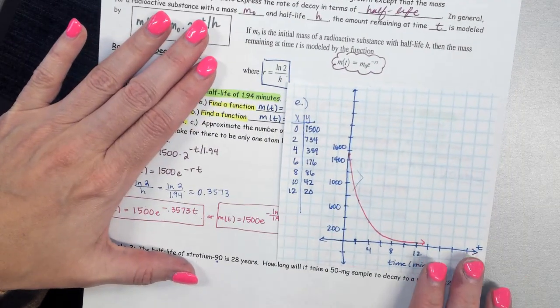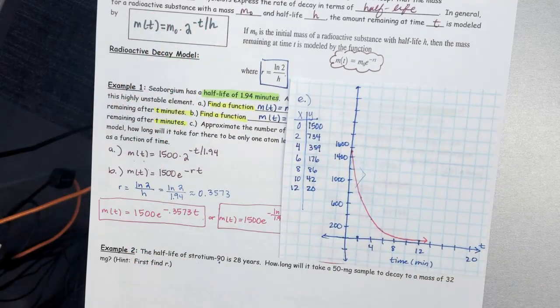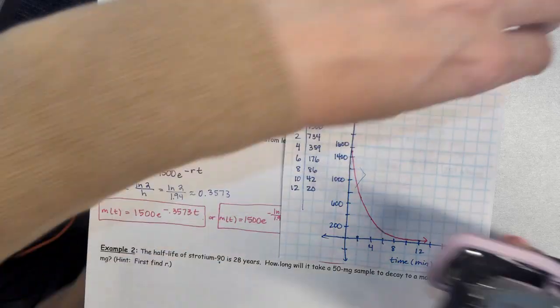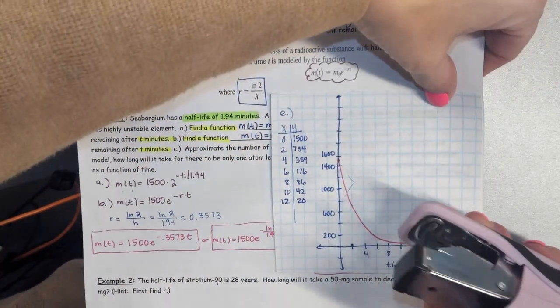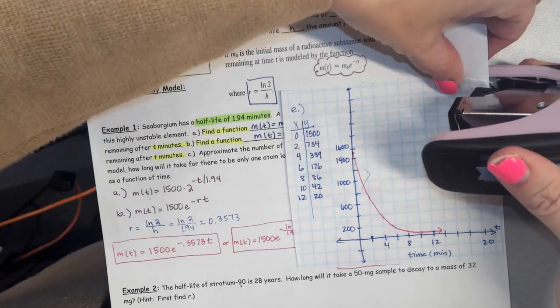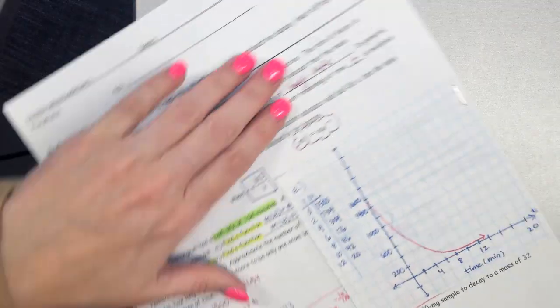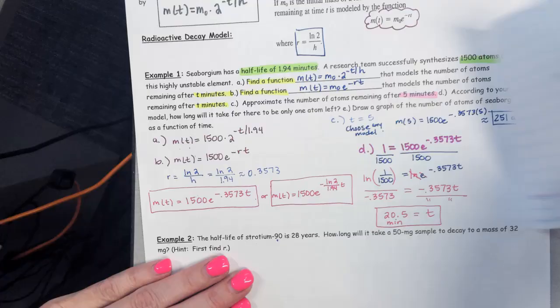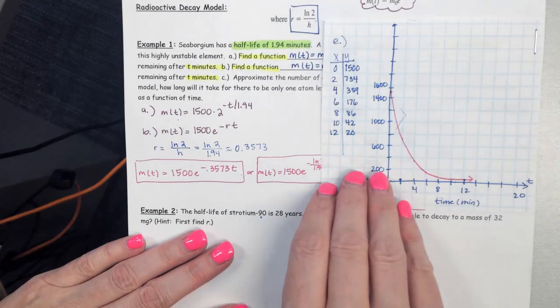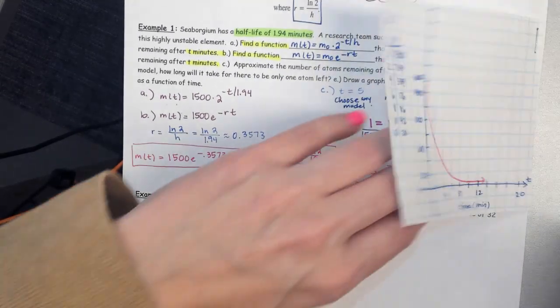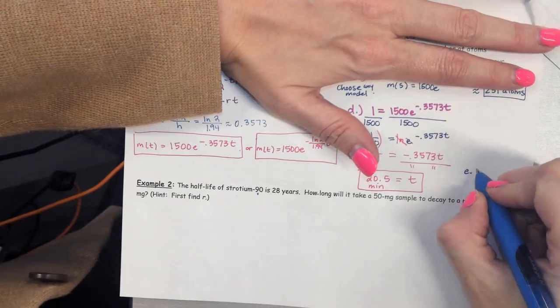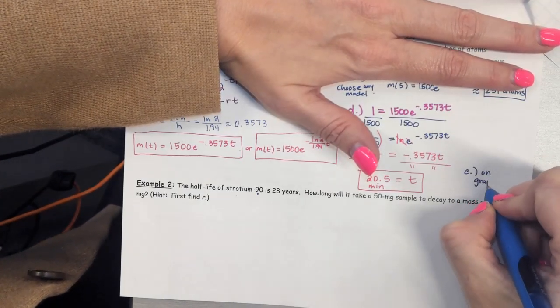All right, and then I will pass around the stapler. So if you just want to put one staple here, there'll be a nice little booklet. And voila, there's your book. It's like a fun little story. I'm just going to put E on your graph.